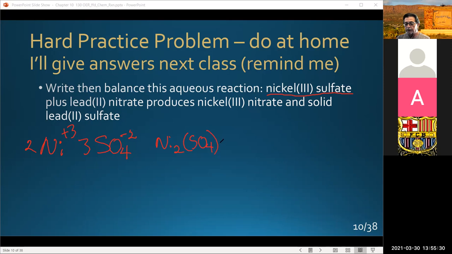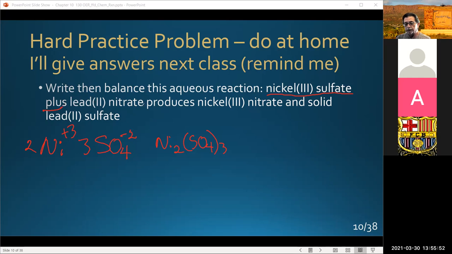Remember the polyatomic ions, when you need more than one, you put a parentheses around it, then you use the subscript to tell you how many of those you need. So that is the formula for nickel 3 sulfate. Okay. Plus tells you that's the plus sign, obviously.